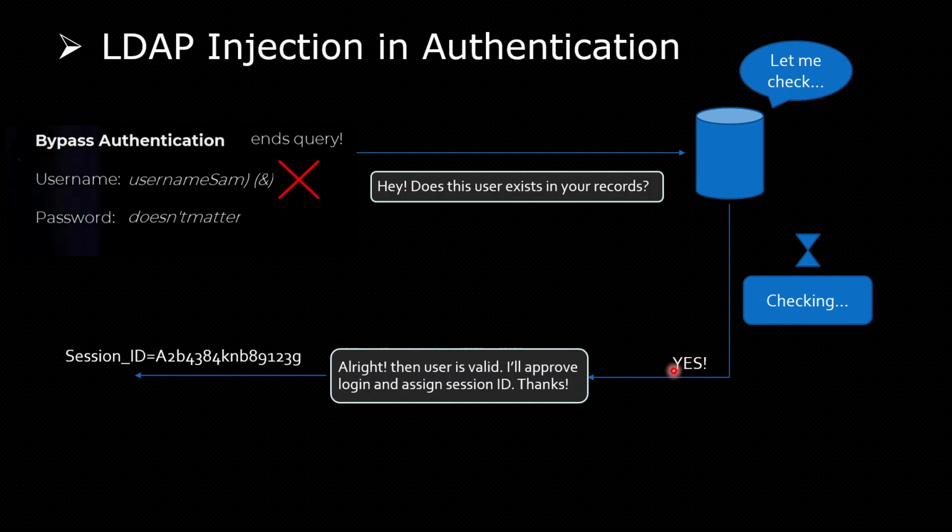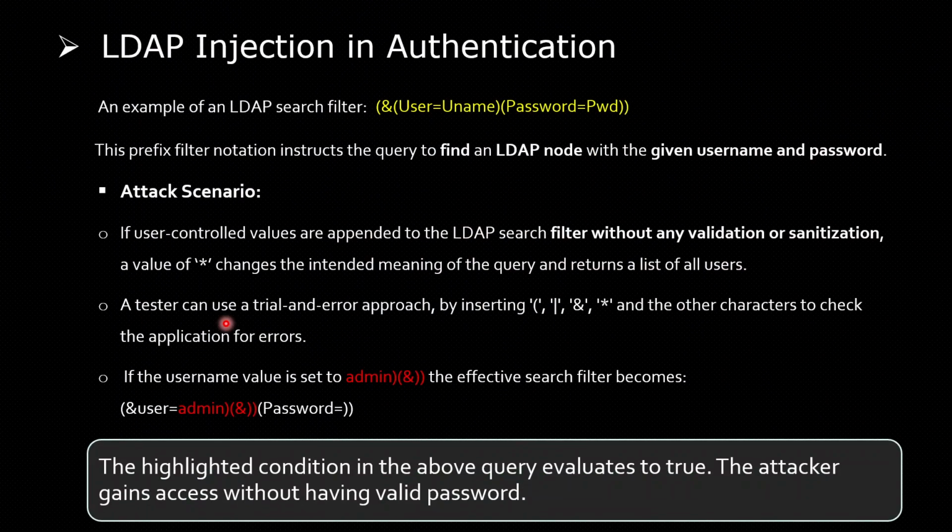So now the response will go to the web application server, the website server. The website server will say that okay, in such a case, the user is valid. I'll approve the user's login, and I'll assign him a session ID. Then the web application server will allow the user to log in, and this is how login will happen. So this is how you perform LDAP injection in authentication, and you can do authentication bypass. Now let us understand more in detail.